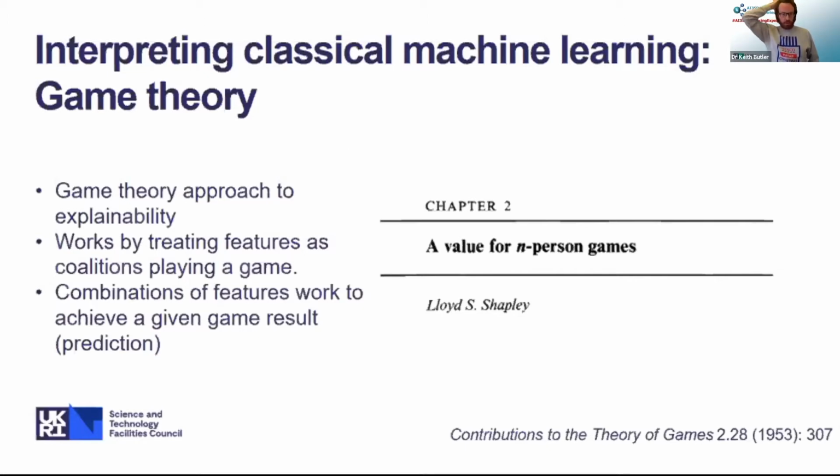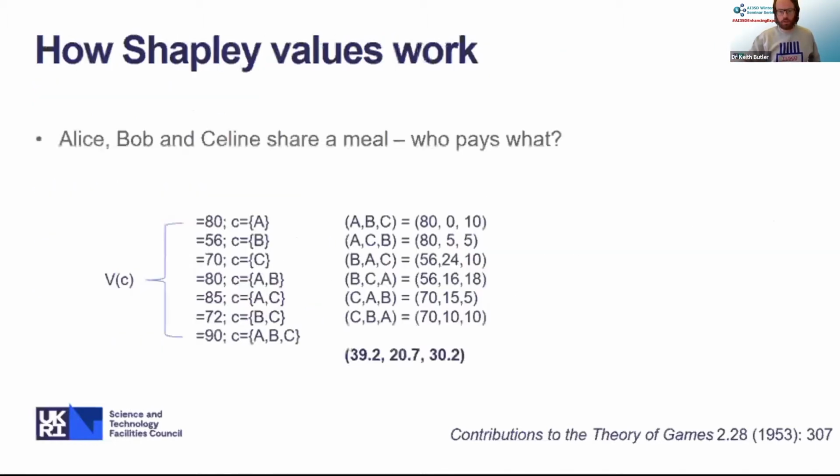And it's an approach to explainability that allows you to treat features as if they're coalitions playing a game. So effectively, you treat your features as, let's say, players or moves that take place in a game, and then you have some final result at the end, and you look at how those players worked together to achieve that final result. So I'll actually just go into a little bit more detail about how Shapley values work.